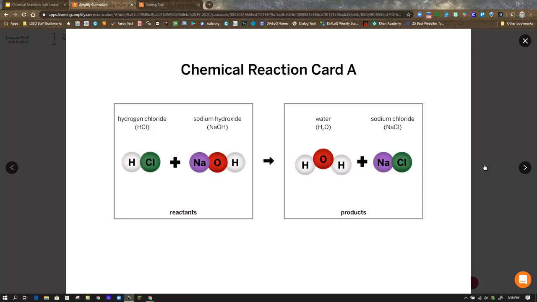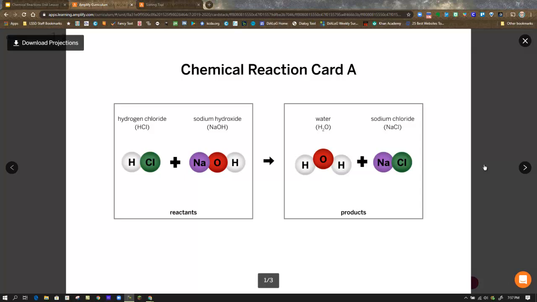But this is chemical reaction card A. Here's hydrogen chloride and sodium hydroxide being mixed as the reactants, making the products water and sodium chloride. And you notice that each atom has its own sphere color with a label. In your case, you're going to be using tokens to represent those.